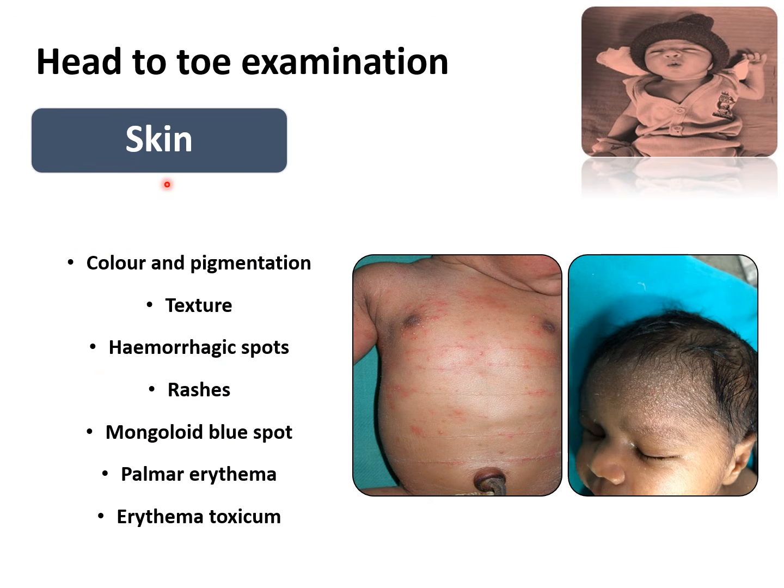Then you have to check the skin for its color, pigmentation, texture, any hemorrhagic spot, any rashes. Here in this image you can see it is erythema toxicum. Then any Mongolian blue spot, palmar erythema or erythema toxicum, and this is showing milia. Details of the skin findings in newborn I have already explained in one of my videos on neonatal skin conditions.